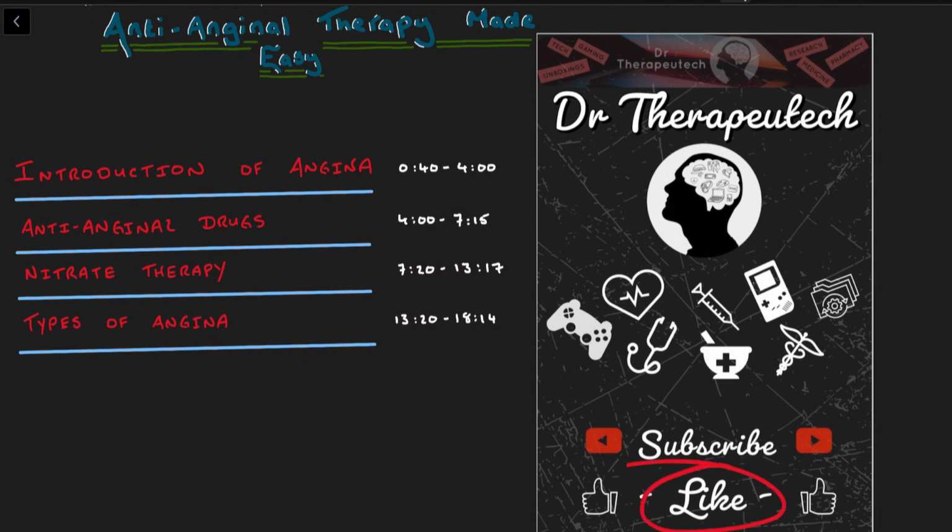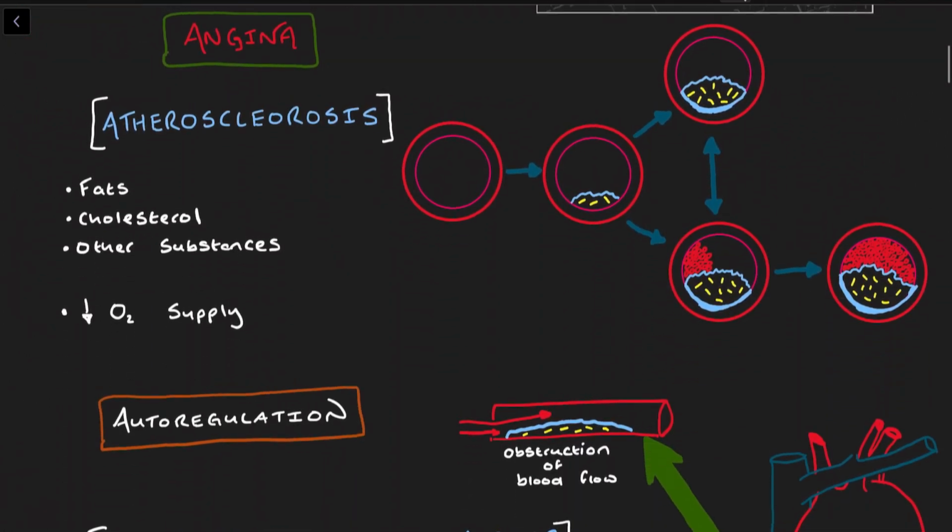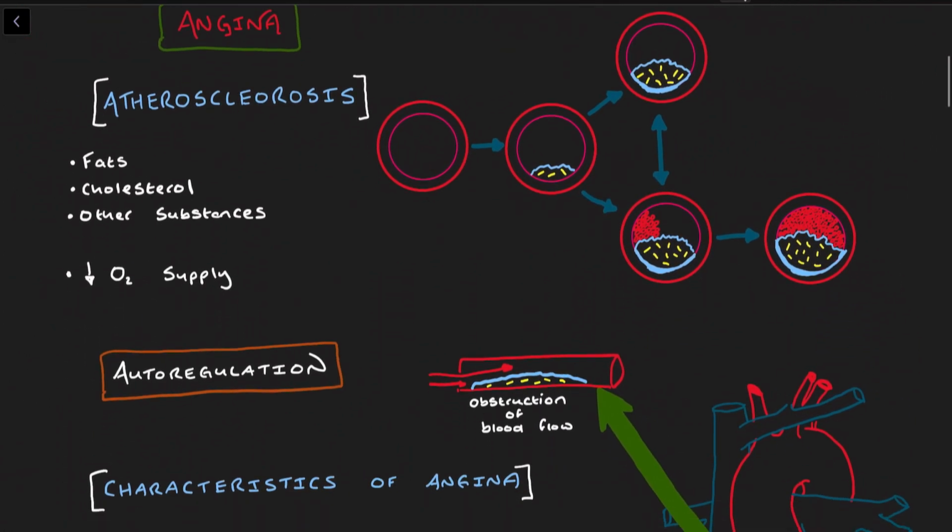I have split the video into various sections, so feel free to skip to the section that's best for you. I've sectioned the video into introduction to angina, purpose of anti-anginal drugs, classification of anti-anginal therapy, nitrate therapy and types of angina. So first of all, I'll talk about atherosclerosis and its relevance to the heart.